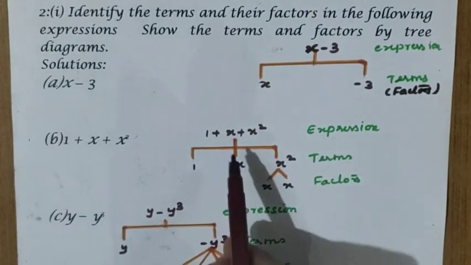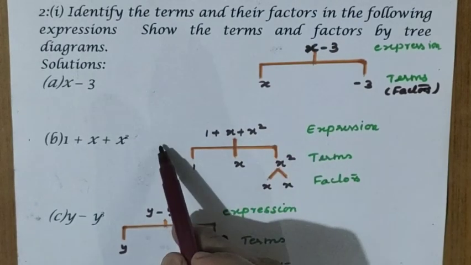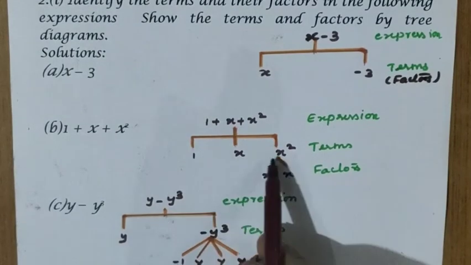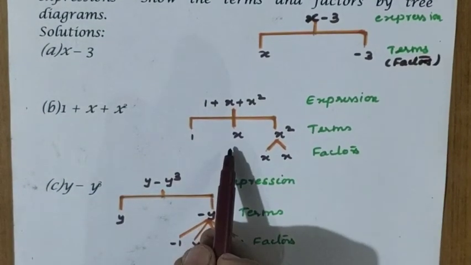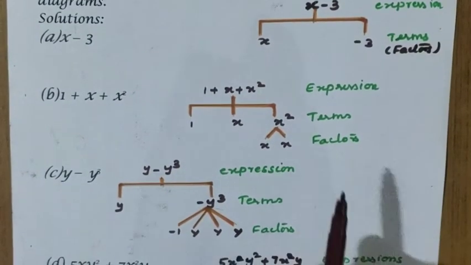Now what is the second question? 1 plus x square. What should be written, right side or left side? We can write expression. What is the next step? 1 and x square, those are terms. 1 and x in the least form, further we cannot simplify it, but x square should be written as x and x, that is factors.